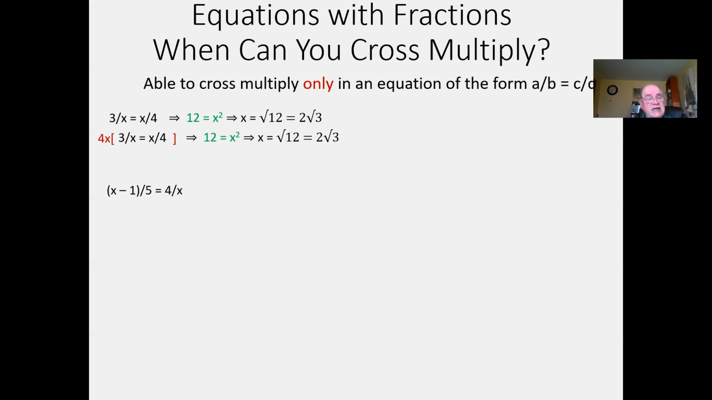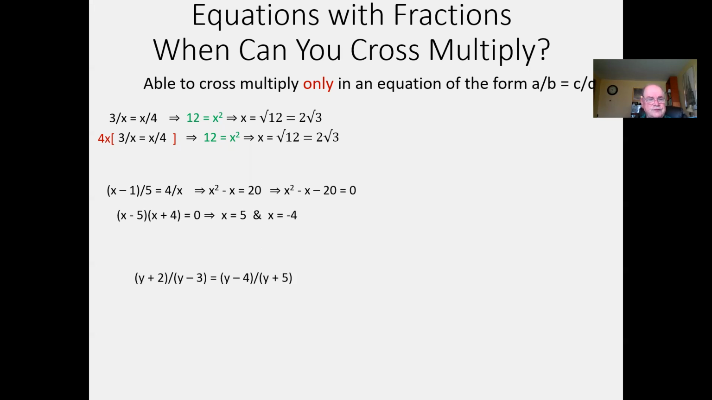Okay, here's an example, perfectly good example. We can cross multiply. The x gets multiplied by the x minus 1. I've done it mentally. Multiply the x through, x squared minus x, and the 5 times the 4 gives me 20. Oh, son of a gun, don't I have a quadratic expression? What a sneak. So I factor and get my two solutions.